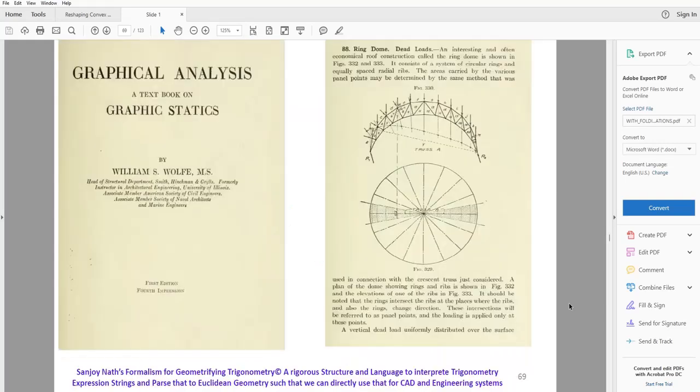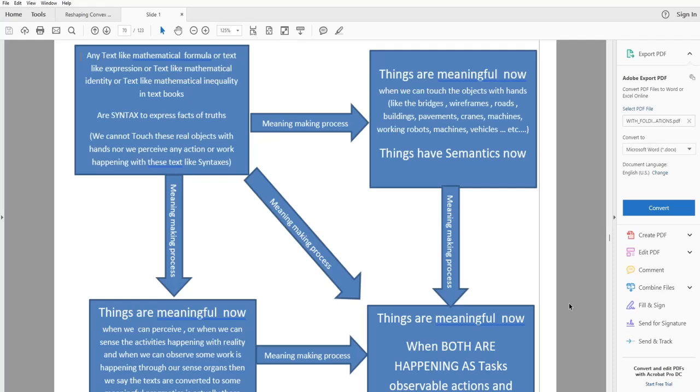What we want to show here is that any text-like mathematical formula, text-like expression, text-like mathematical identity or text-like mathematical inequality in the textbooks is syntax to express the facts of the truth. We cannot touch these real objects with the hands, nor do we perceive any actions or work happening with these text-like syntaxes. So these text-like syntaxes have no real meaning. These are syntaxes, but the meaning-making process converts them into real geometry, which we can construct with wireframes, with steel, with concrete, or at least as a paper model, such that we can demonstrate it as really hand-holdable objects.